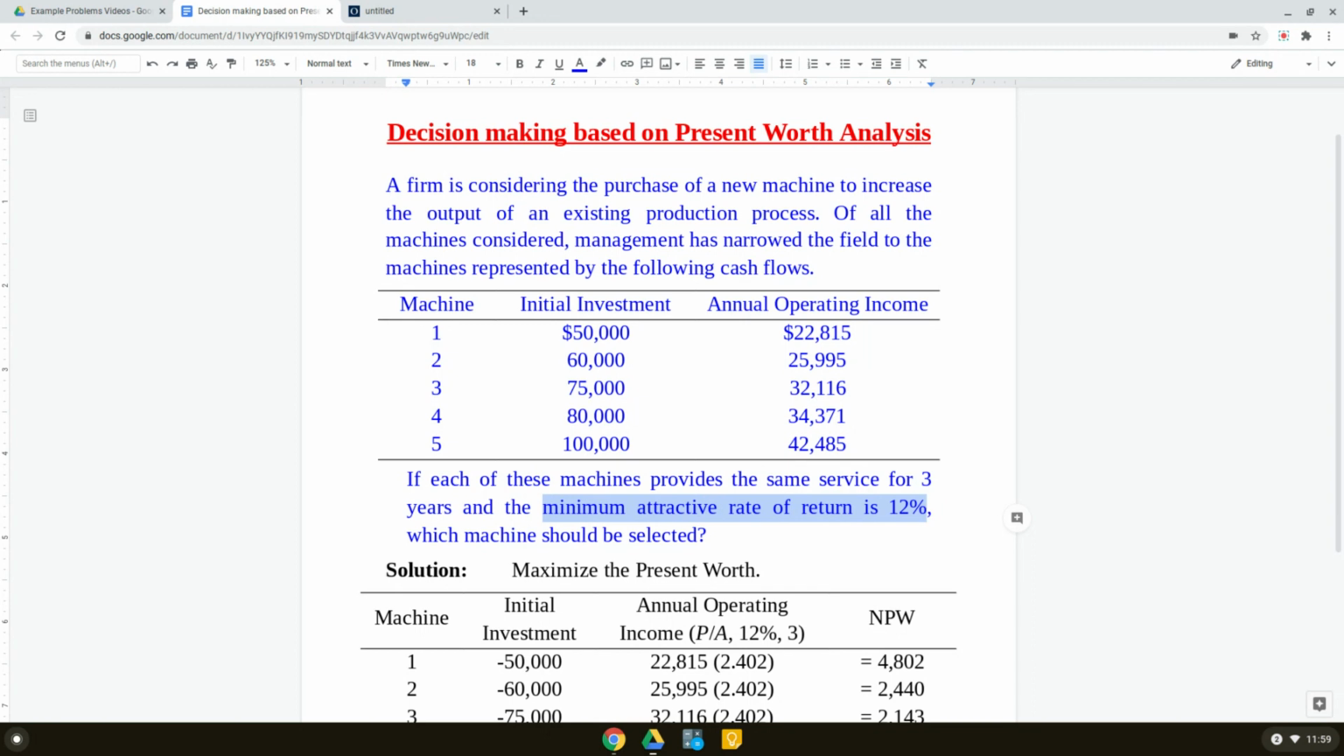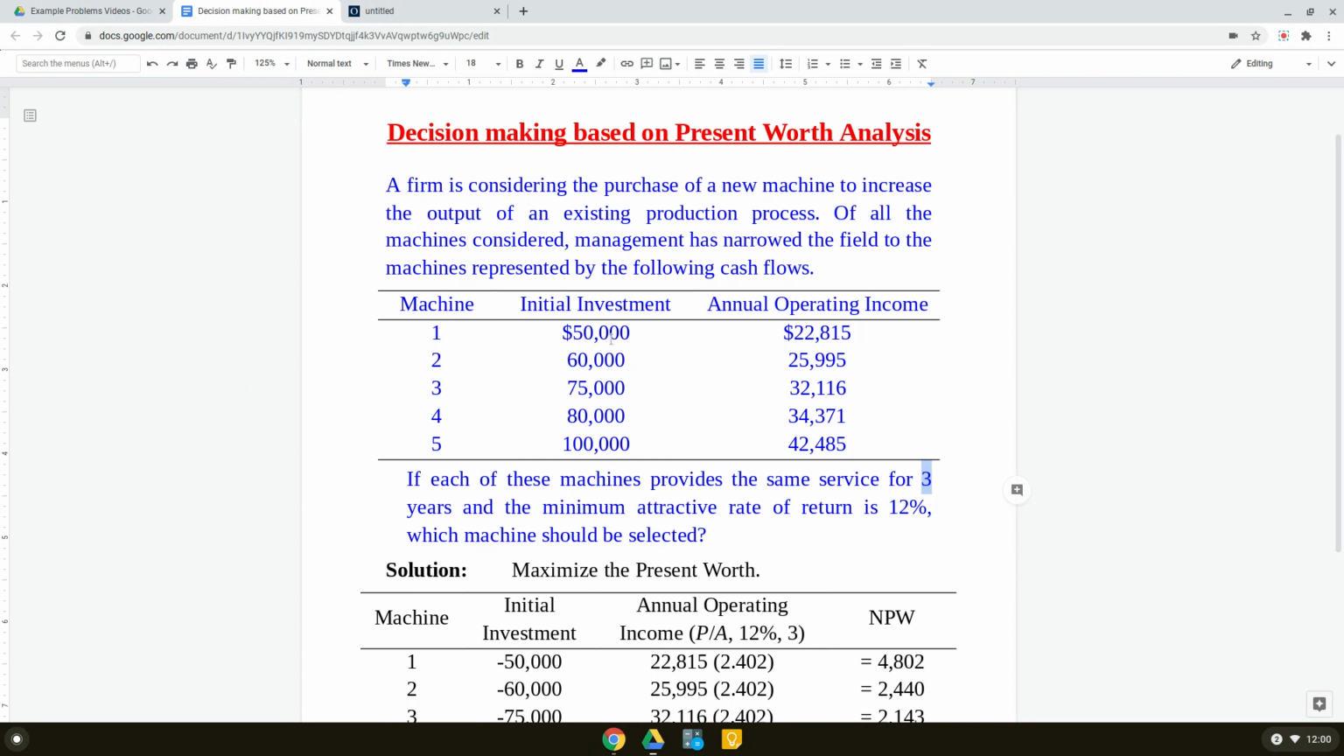12% and higher is what they are looking for. Below that, they are not going to take risk and they are not going to take on the project. So far so good, right? So we know the minimum attractive rate of return, we can call it i, 12%. We also know that each machine provides the service for 3 years. So the time period, which we use n to indicate, n is equal to 3. Analysis time periods are 3. i, interest rate or minimum attractive rate of return, is 12%.